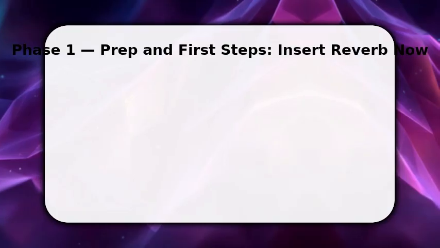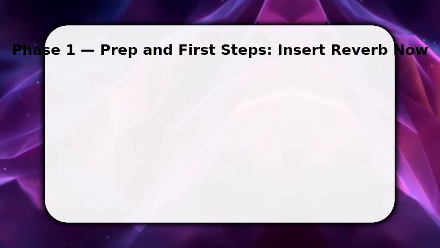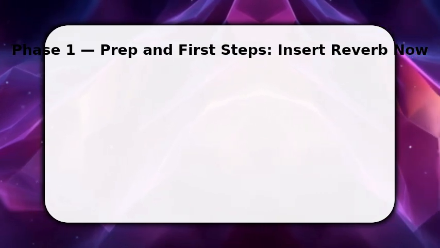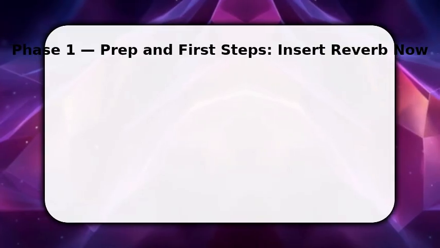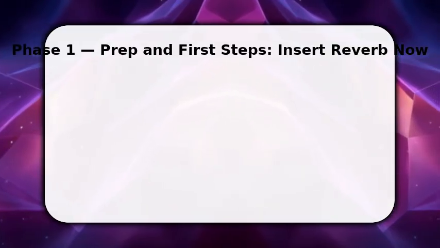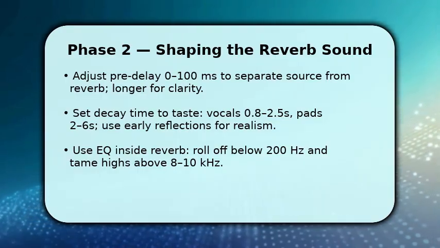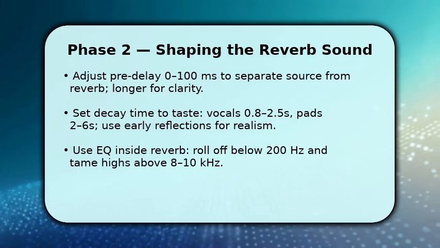As you do this, make sure the plugin's pre-delay is around 10 to 30 ms to keep clarity between dry signal and reverb. Now shape the reverb so it serves the mix. First, tweak pre-delay to create space. A short pre-delay keeps intimacy, longer pre-delay preserves attack.